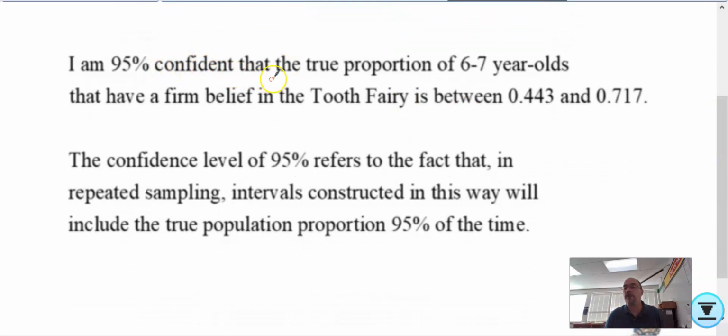So I am 95% confident that the true proportion of 6 to 7-year-olds with a firm belief in the tooth fairy is between 0.443 and 0.017. That's our confidence interval. The confidence level of 95% refers to the fact that in repeated sampling, intervals constructed in this way will include the true population proportion 95% of the time.